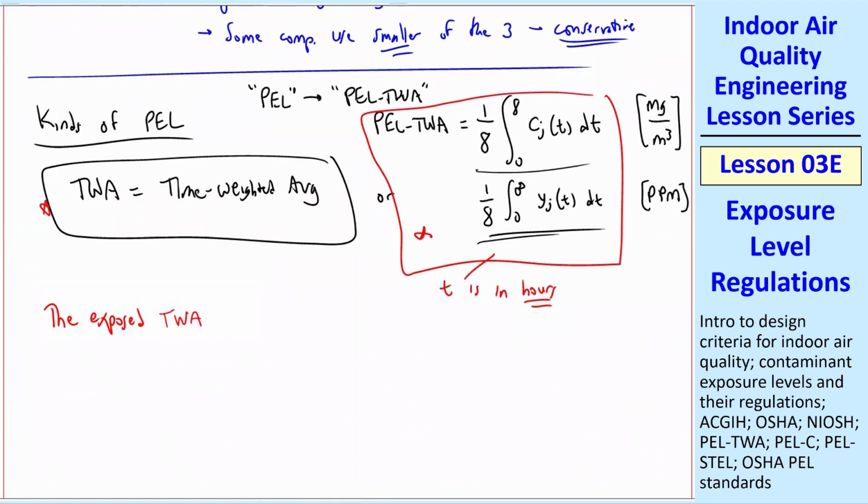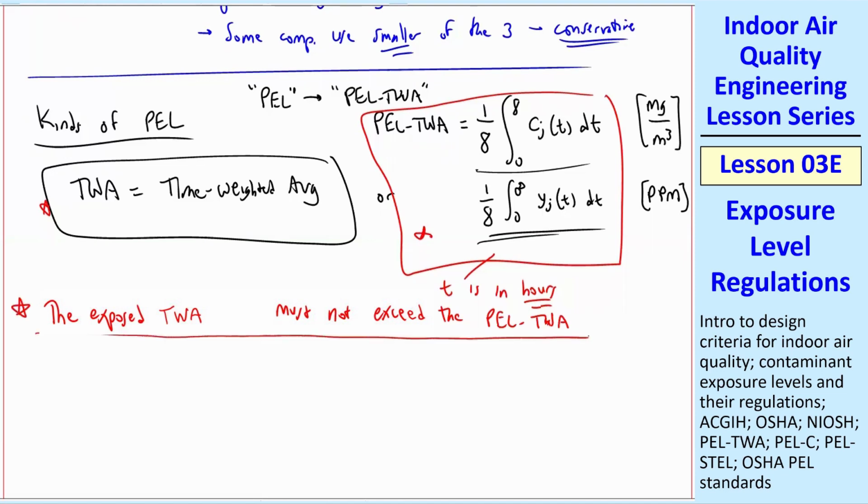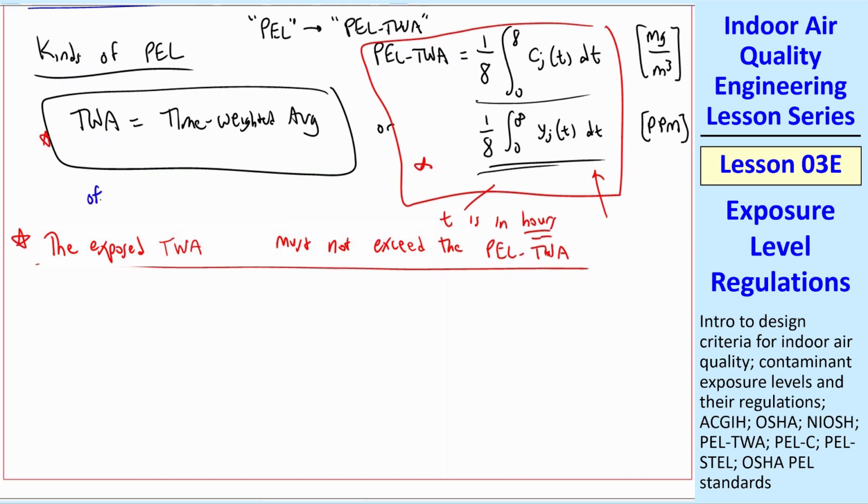The rule is then the exposed, in other words, what the workers are exposed to, the exposed TWA averaged over 8 hours must not exceed the PEL-TWA that OSHA publishes. If you actually do the average here and it exceeds the PEL that's published, then you're in violation. I just want to comment here that we will often drop the j subscript if we're talking about one chemical and not a mixture of gases. So sometimes you'll see these equations when I write things, especially later on with room analysis, ventilation, we'll drop this j subscript. I'm just putting it there now because that's what we're used to.